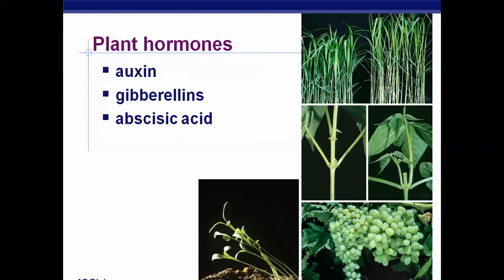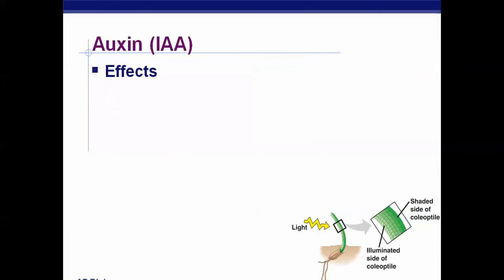There are going to be 6 plant hormones that we'll be looking at today: auxin, gibberellins, abscisic acid, not even going to try and pronounce it, ethylene, and a couple more. So let's start off with auxin.